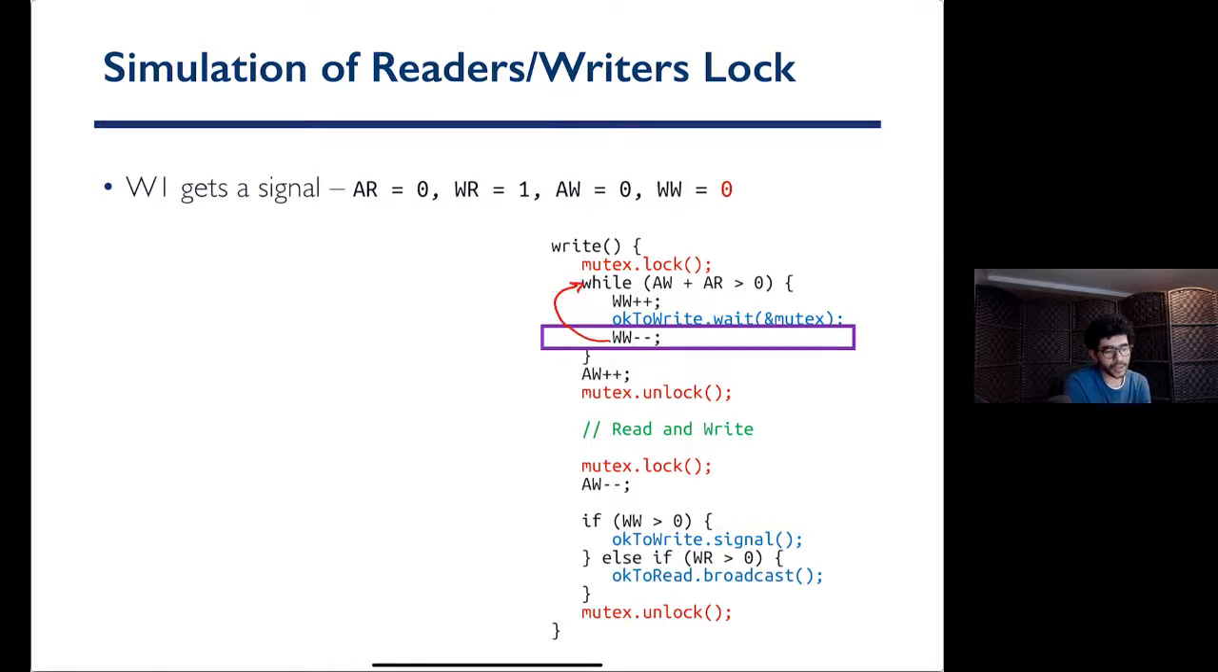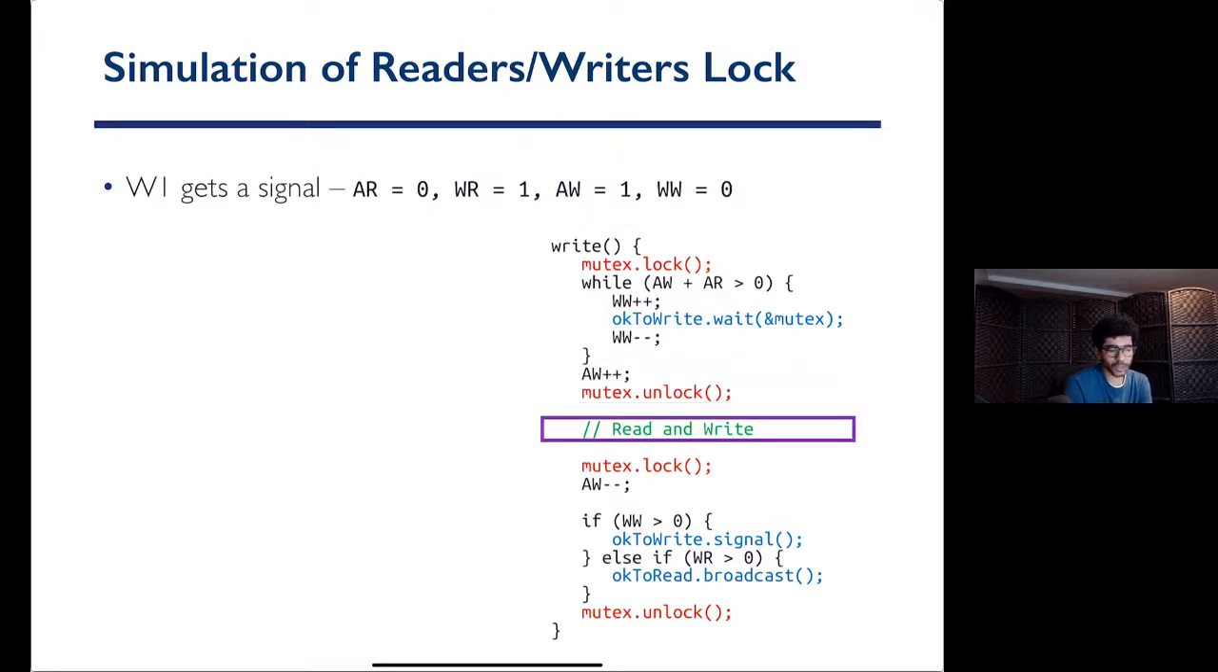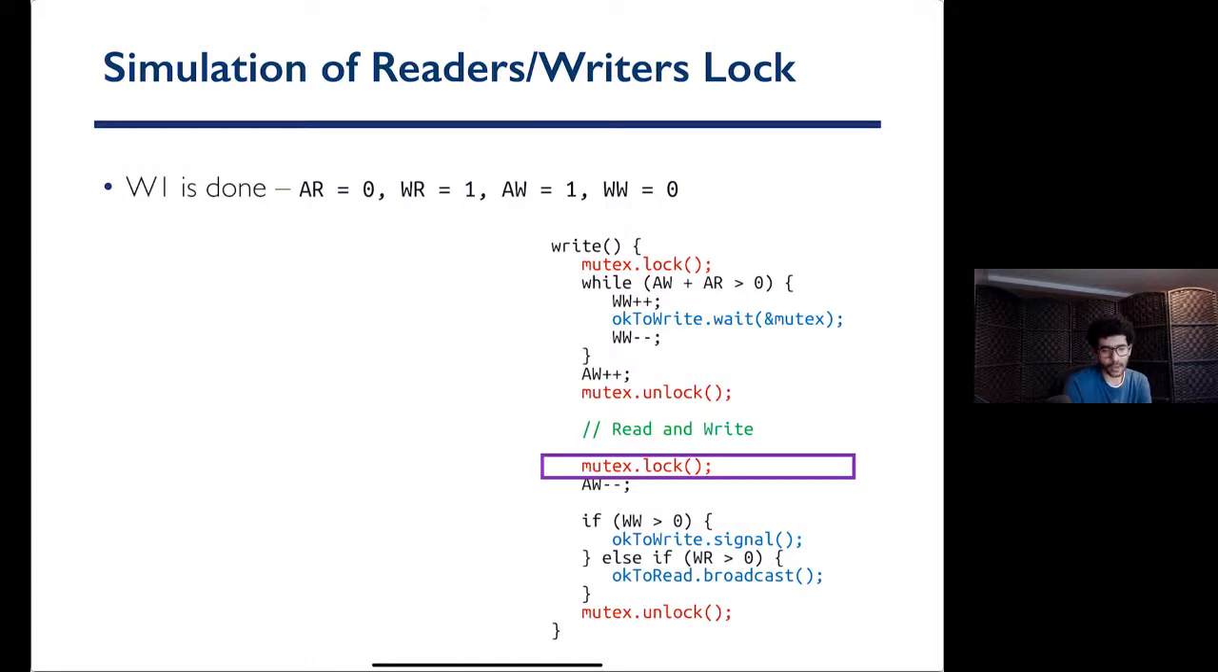And it figures out that there is no active writer and no active reader, so I'm fine to go. So we get out, and we become an active writer. So AW becomes 1. We have 1 active writer. It gets into the critical section, and let's say it's done. So it wants to get out.